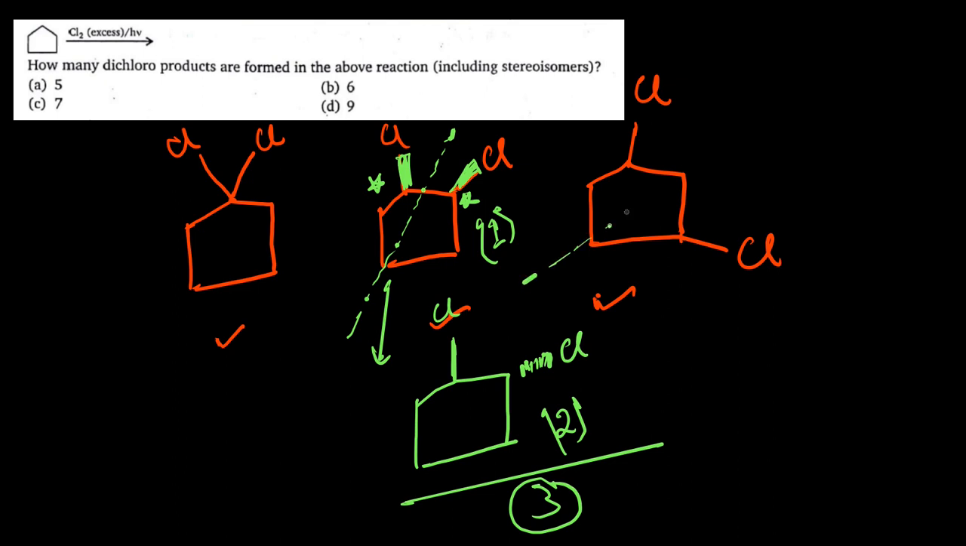Similarly students, here also we have a plane of symmetry and we have two chiral centers. So can we say even in this case we will be having 3 isomers that are possible. So the total number of isomers over here is 7. So C is the correct answer.